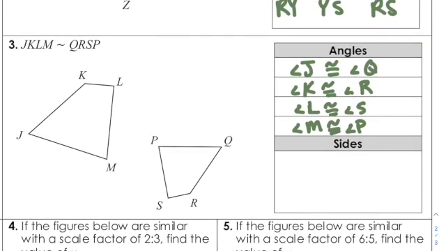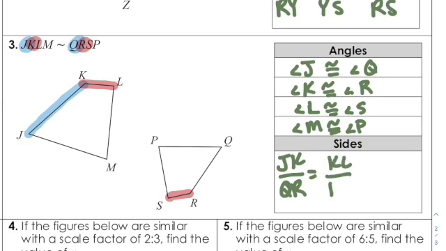confused. So clearly we have side JK. JK is the first two letters, QR is the first two. So JK is proportional to QR according to our proportional statement. And then we have KL. KL is the middle letters. RS is the middle letters. So KL is proportional to RS.